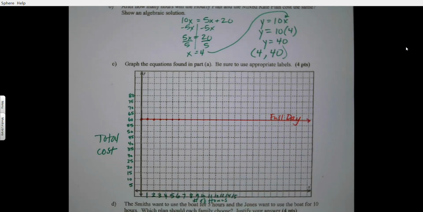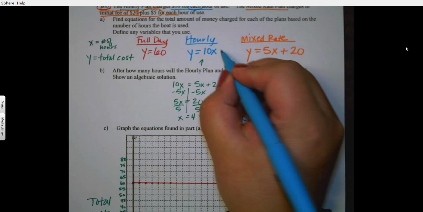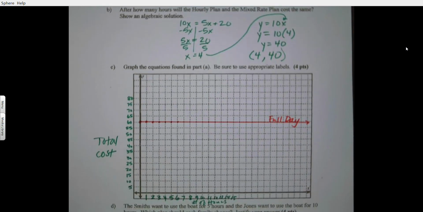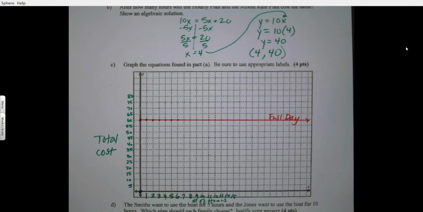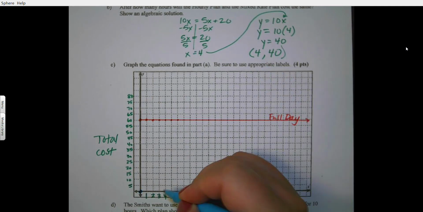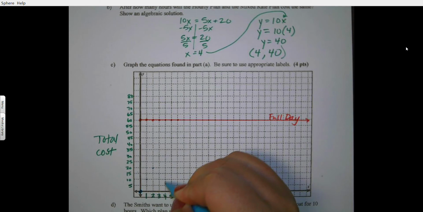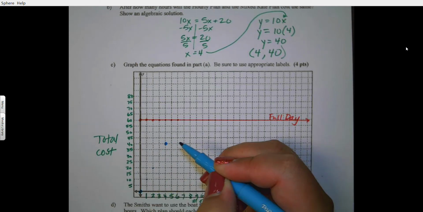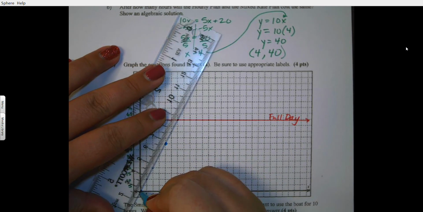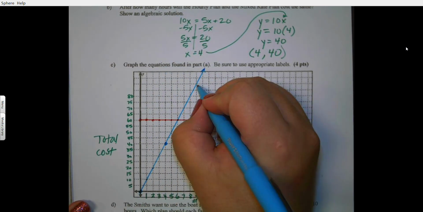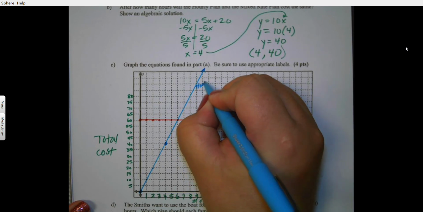I'm switching colors to hourly, which is blue in my case. And this, I might want to put a +0 here to remind myself that I actually start at (0, 0) as my y-intercept. And then I'm going to go to my point of intersection, (4, 40). So instead of going up 10 over 1, which I absolutely could do, because it's not in between, it's much easier, I could go to (4, 40). Here's my point, and then I'm going to graph my line. And I'm going to label it hourly.